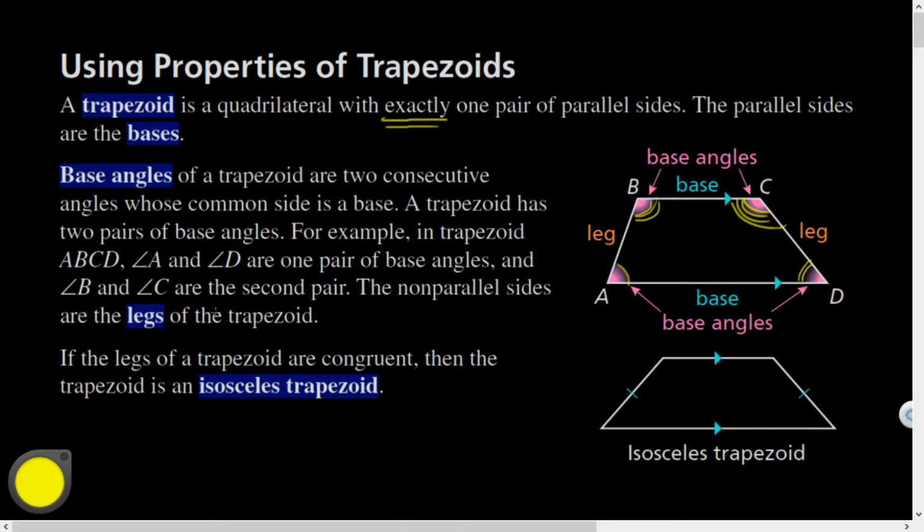The non-parallel sides are called the legs, somewhat like the legs of an isosceles triangle. Or actually, base, legs, hypotenuse, there we go. If the legs of a trapezoid are congruent, then the trapezoid is called an isosceles trapezoid. Hey guys, we've got a pair of parallel lines cut by transversals. I bet all of our properties regarding parallel lines probably apply, I'm guessing. Let's get to example 1.